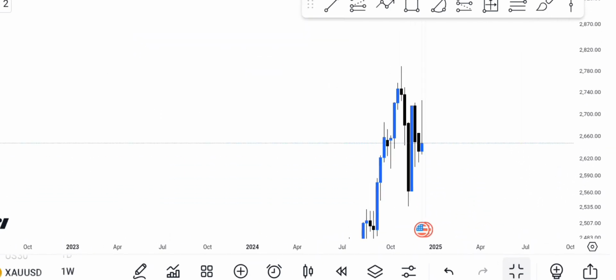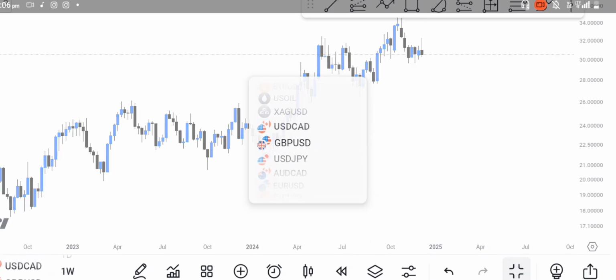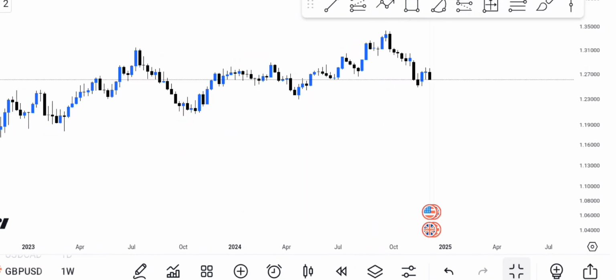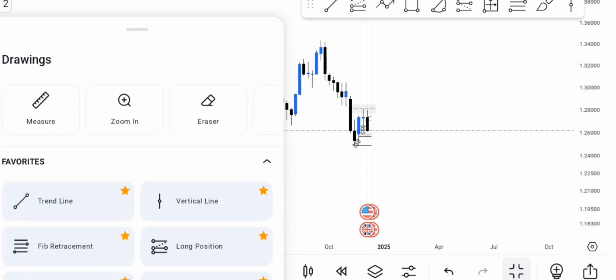I said this works on every pair. Like every pair, if you go to the GBPUSD, it also works here. So all you need is to find a daily or weekly fair value gap.